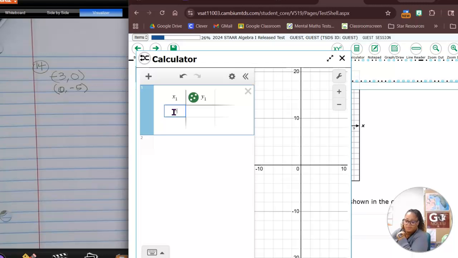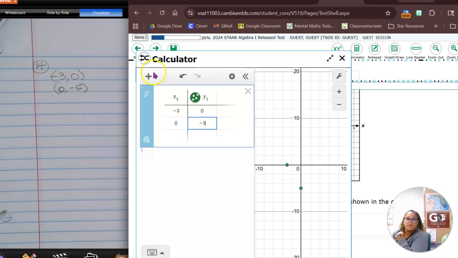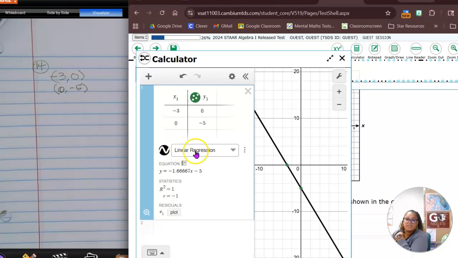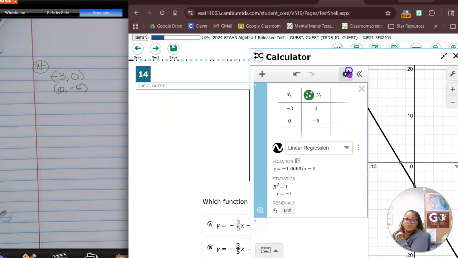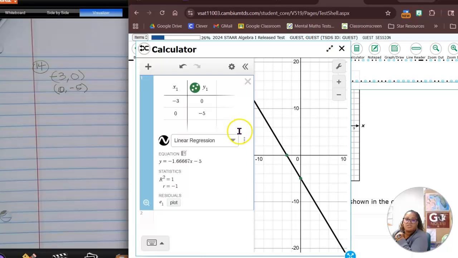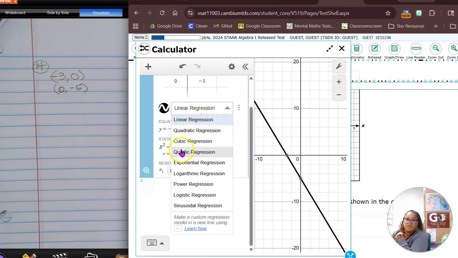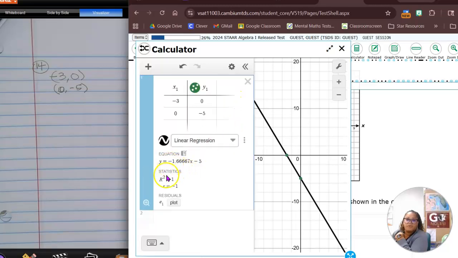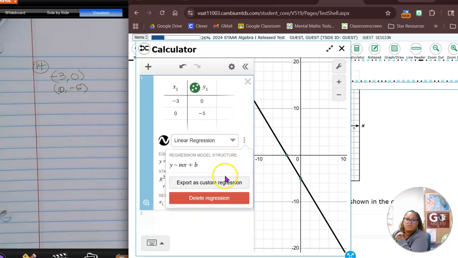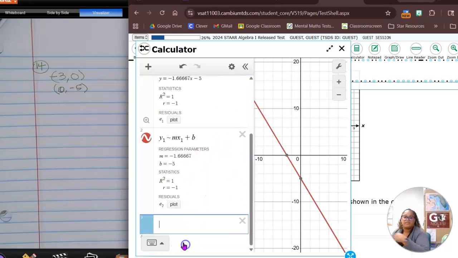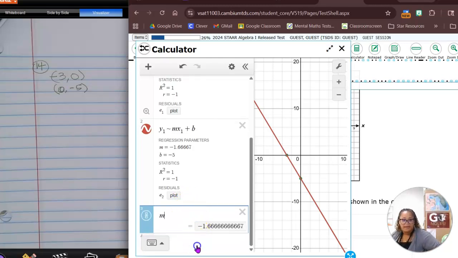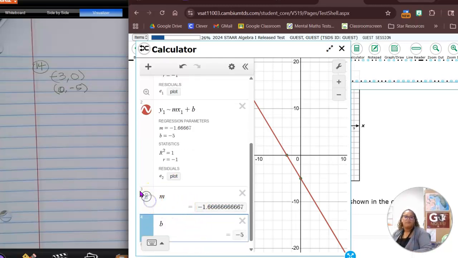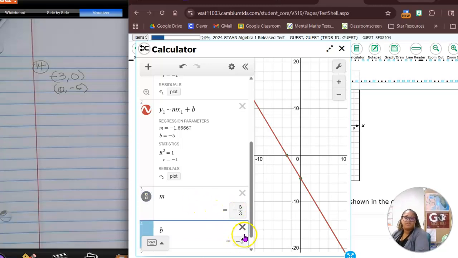So we've got -3 and 0 and 0 and -5. Always hit your regression. It's linear because it says linear in the question. So make sure that matches, because remember we've done linear, quadratic, and exponential. Export your regression and always type in M and B. My M will be -5/3, my B will be -5.